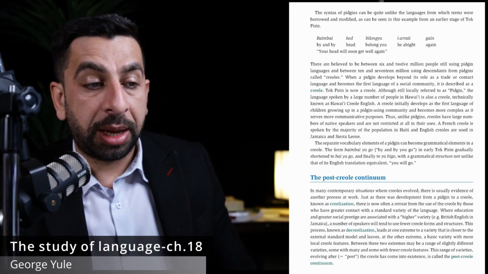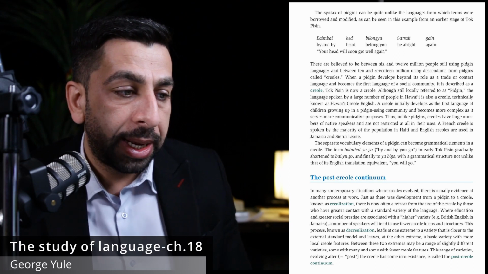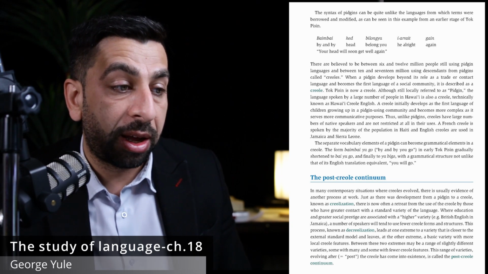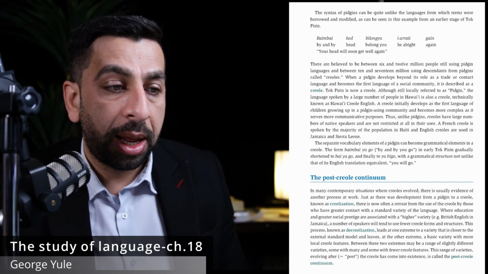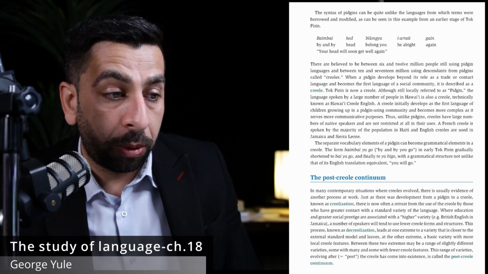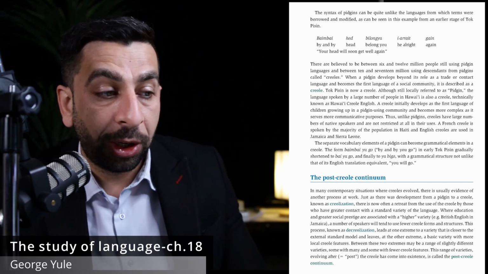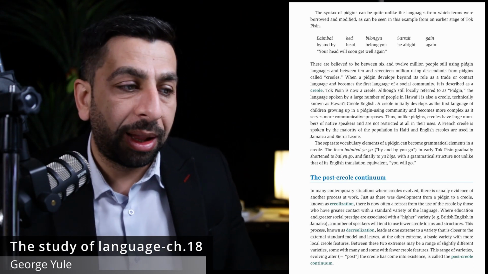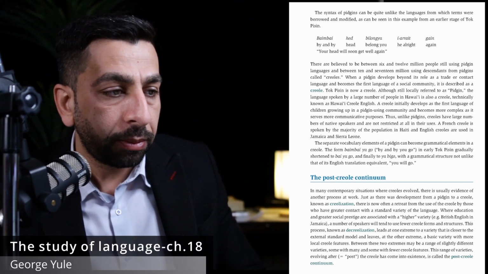فبيجن Creole بيها community بيها native speakers, Pidgin ما بيها native speakers. A French Creole is spoken by the majority of the population in Haiti, and English Creoles are used in Jamaica and Sierra Leone. The separate vocabulary elements of a pidgin can become grammatical elements in a Creole. The form bai mbai yu go, by and by you go, is early Tok Pisin, gradually shortened to bai yu go. Finally, yu bai go, with a grammatical structure not unlike that of the English translation, you will go. اللي معنى مالتها. The post-Creole continuum هسه نجي.